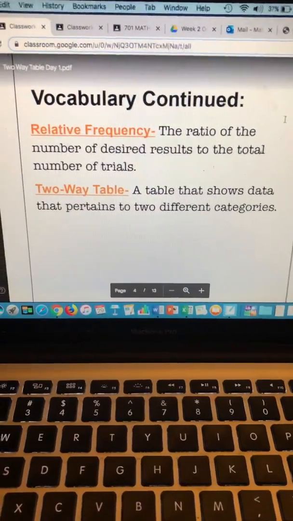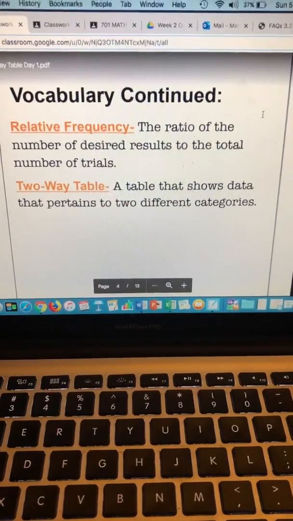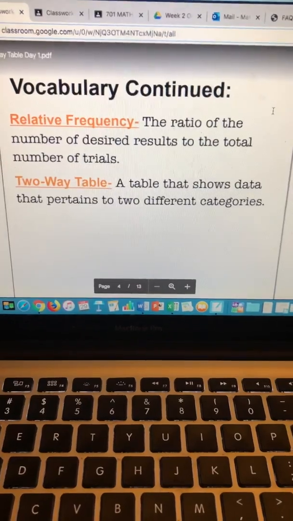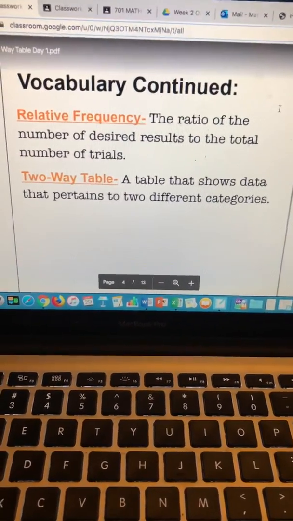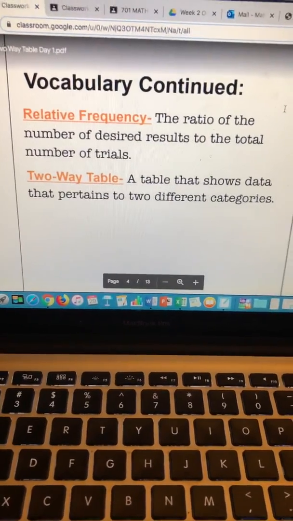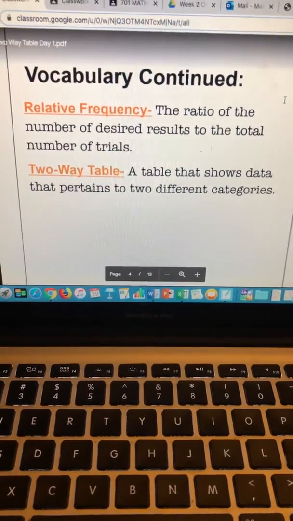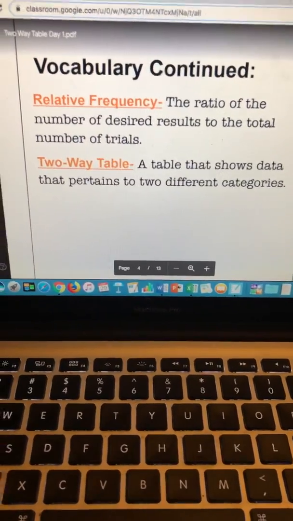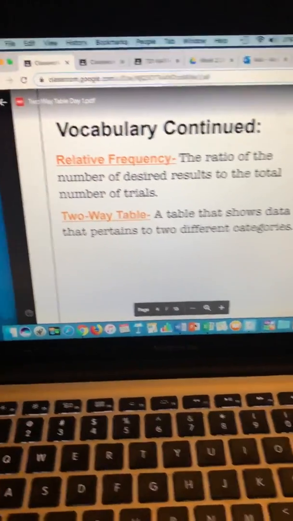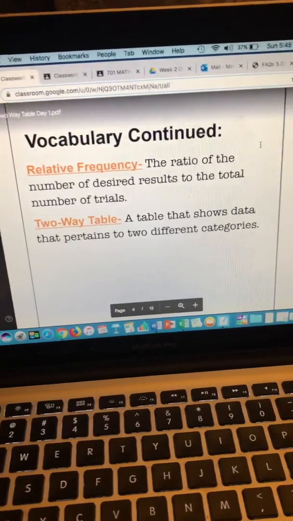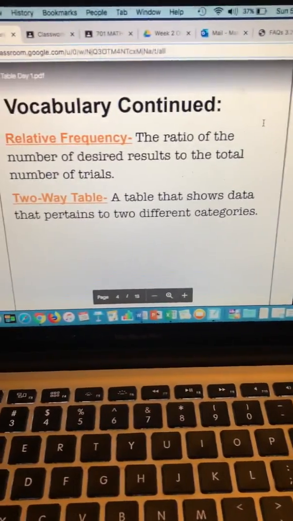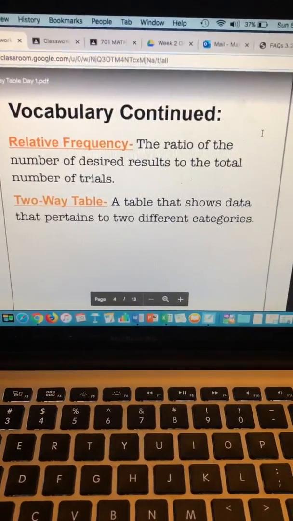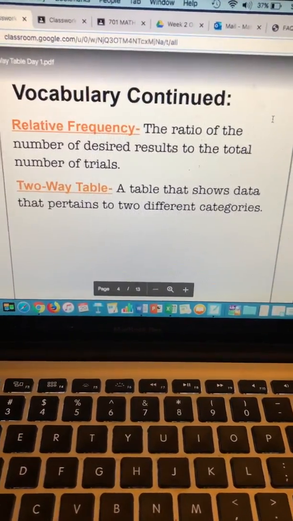Okay, vocabulary continued. You have relative frequency, which is going to be the ratio of the number of desired results to the total number of trials. Okay, we'll get into that as we look at our two-way tables, which is the next vocabulary word. And that is a table that shows data that pertains to two different categories. So, like our warm-up, we were comparing students that take a foreign language versus students that play a sport. That could be created into a two-way table because you're comparing two different categories.